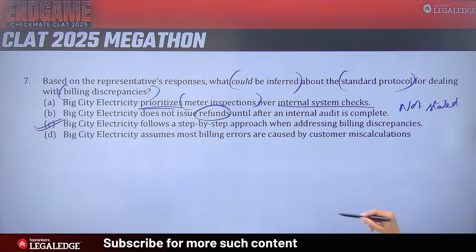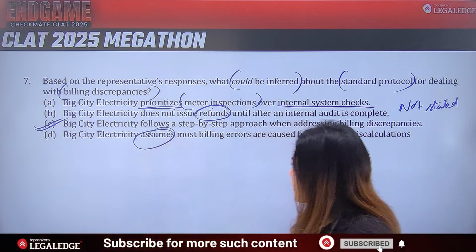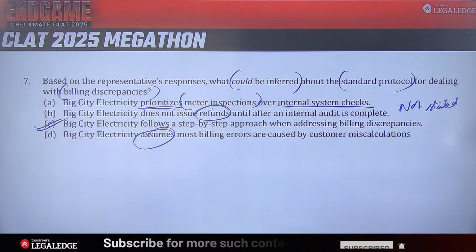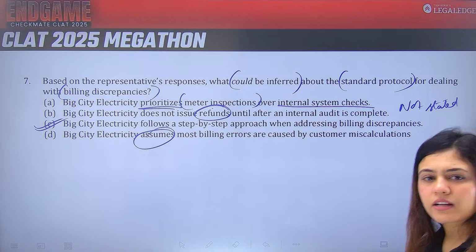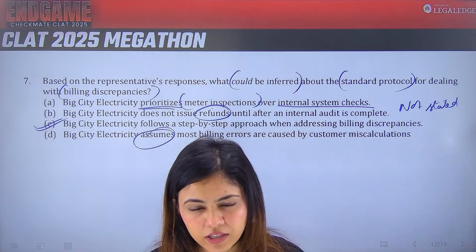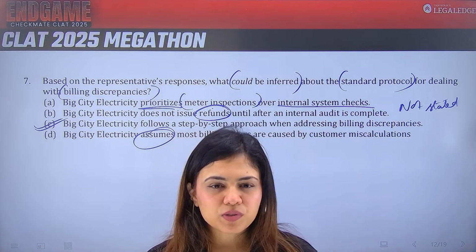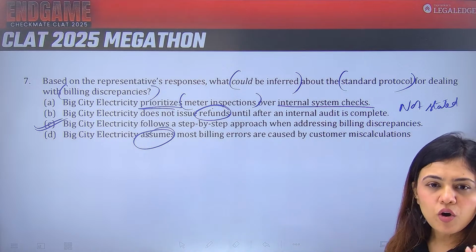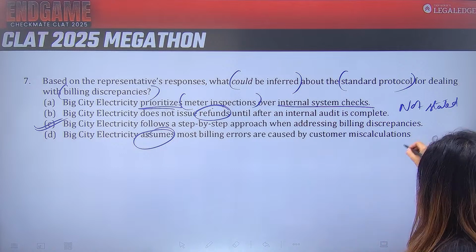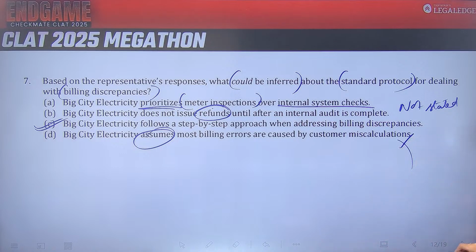And the last one is, क्या Big City Electricity ने पहले से ही assume कर लिया था कि most billing errors are caused by customer miscalculation, कि गलती तो हमारे कस्टमर की होती है, हमारी गलती कभी नहीं होती है? So after reading the passage, I think it was pretty clear that they were not really trying to pin the problem on their customer. So again, eliminated.